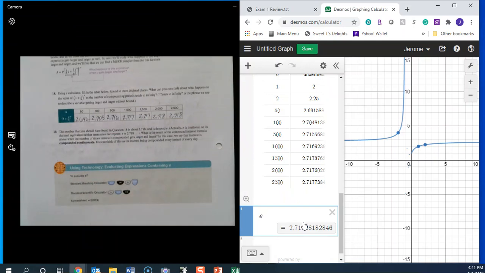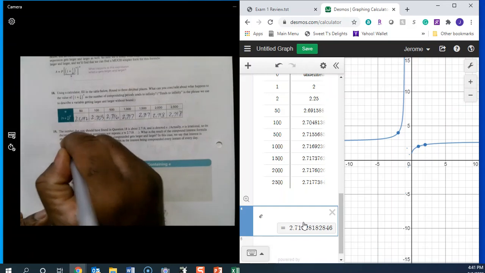So now it says, what is the result of the compound interest formula above when the number of times interest is compounded gets larger and larger? In this case, we say that interest is compounded continuously. You could think of this as the interest being compounded every instant of every day.